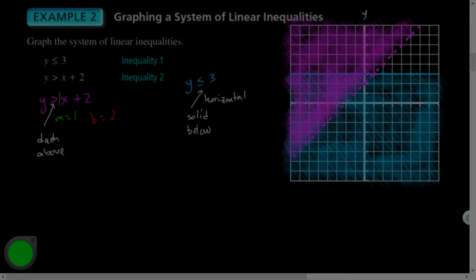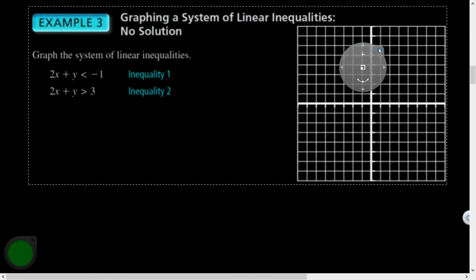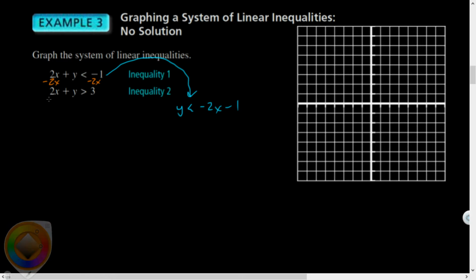So let's make another one. Ooh, this one's interesting. Example 3. So this is claiming no solution. That's weird. Well, let's first get these into slope-intercept form. Both of these I'd have to subtract 2x from both sides. So for the first one, I'll do that in blue over here. Subtract 2x from both sides. I'd have y is less than negative 2x minus 1. And this one, oddly enough, I also had to subtract 2x from both sides.